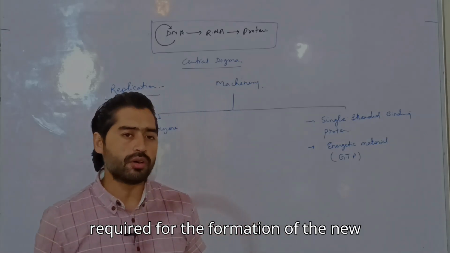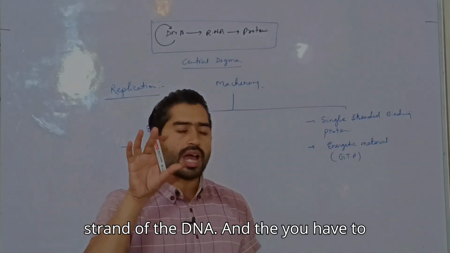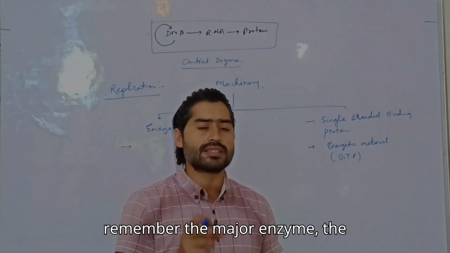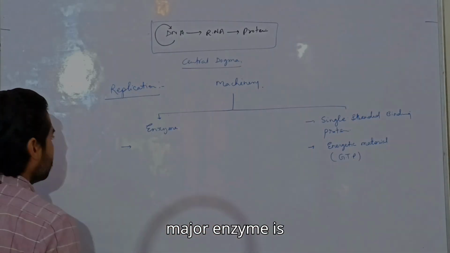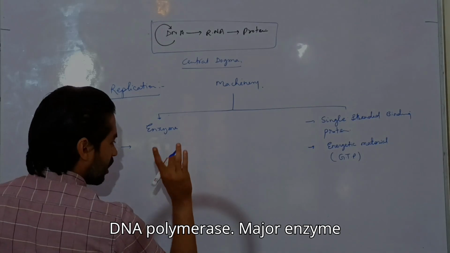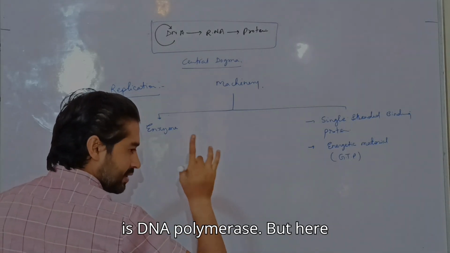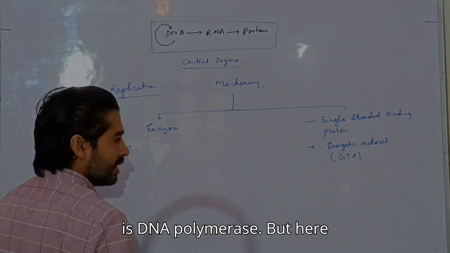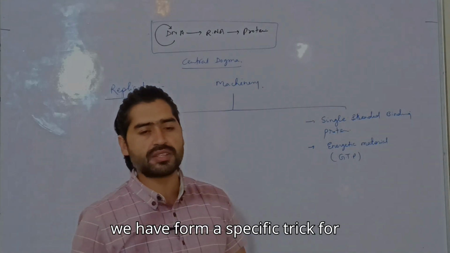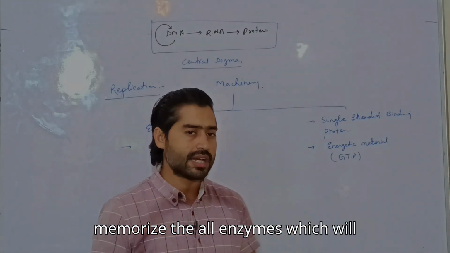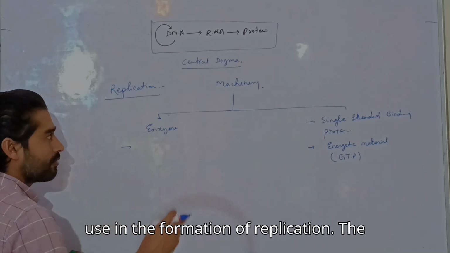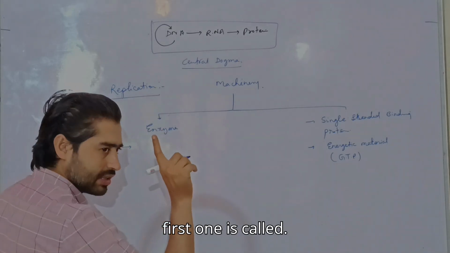Okay, now we will discuss the types of enzymes, how many enzymes are required for the formation of the new strand of DNA. You have to remember the major enzyme is DNA polymerase. But here we have formed a specific trick to memorize all the enzymes used in replication.